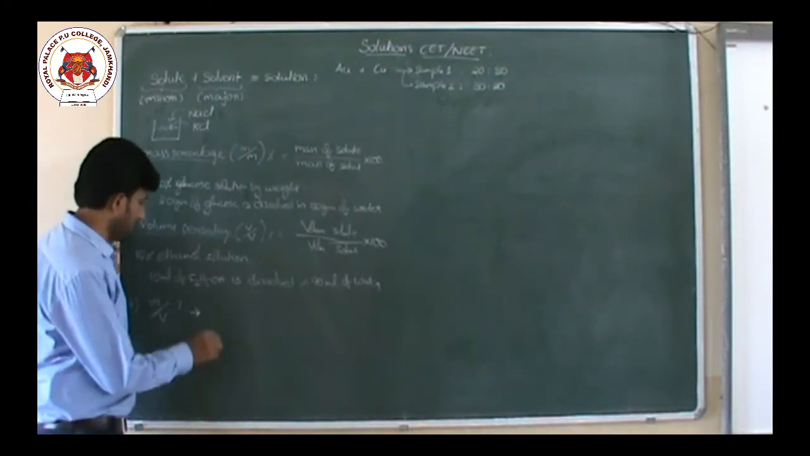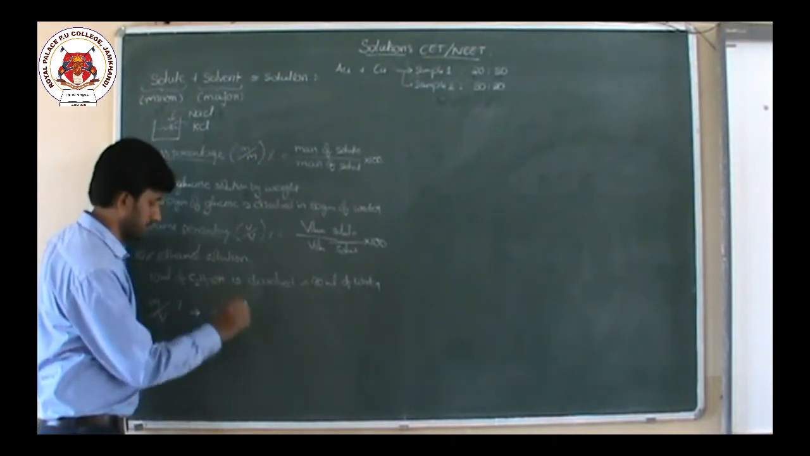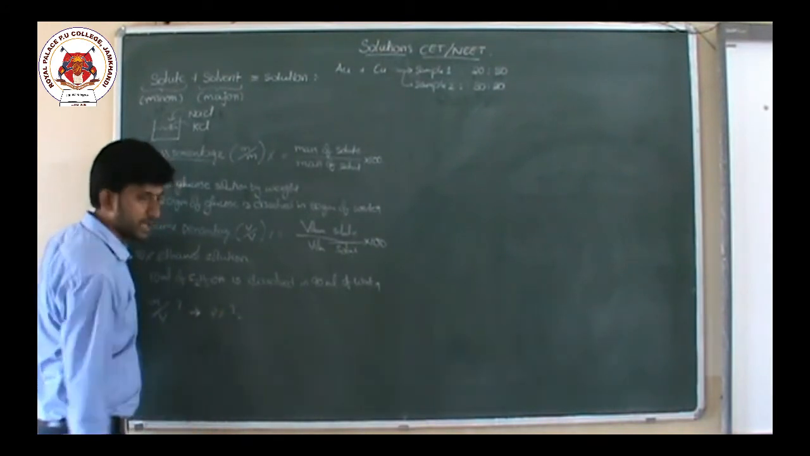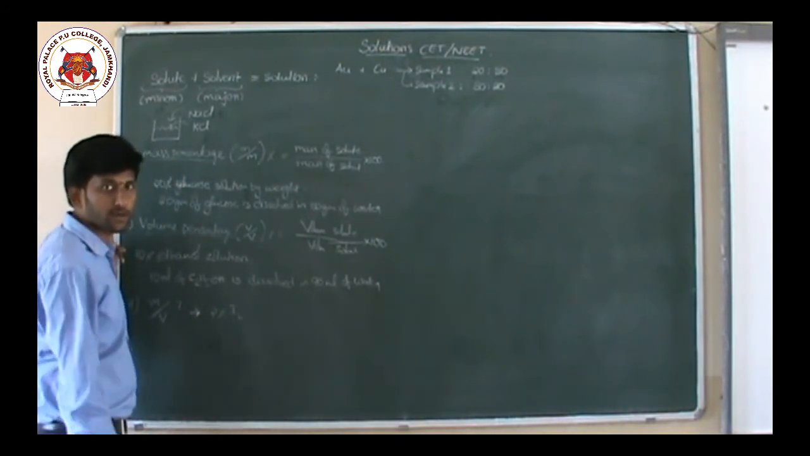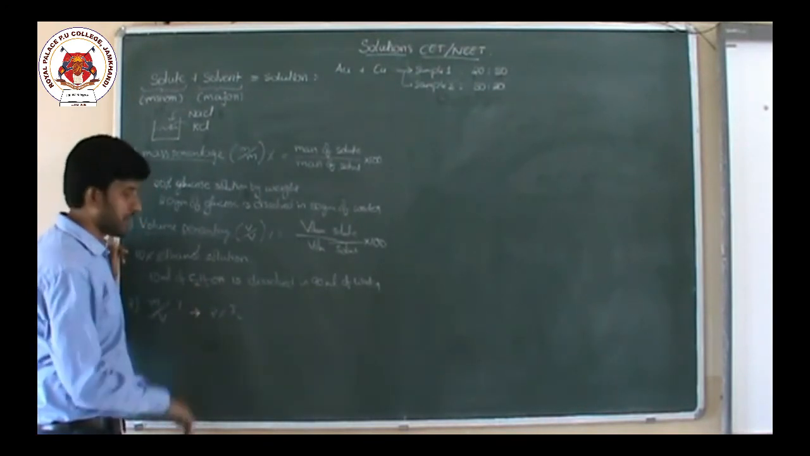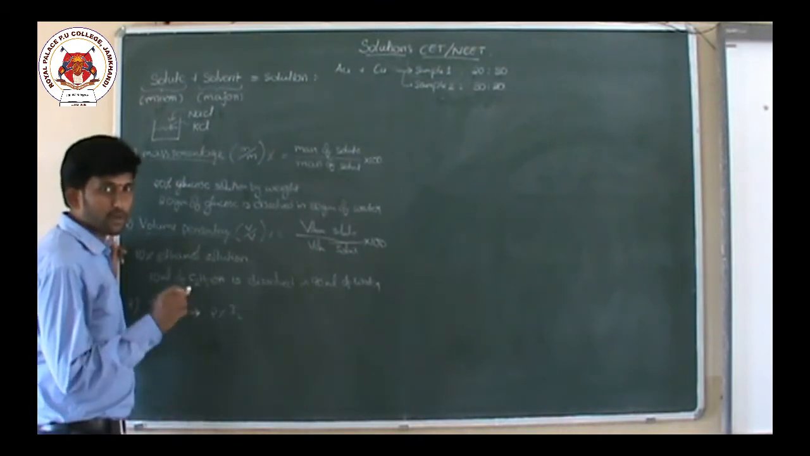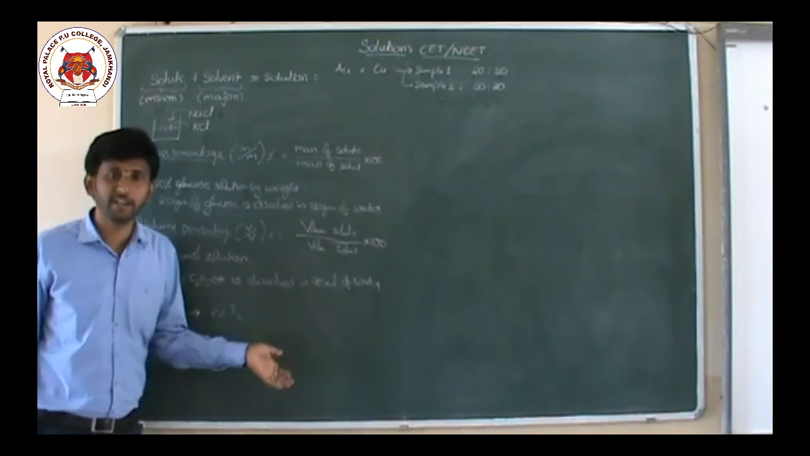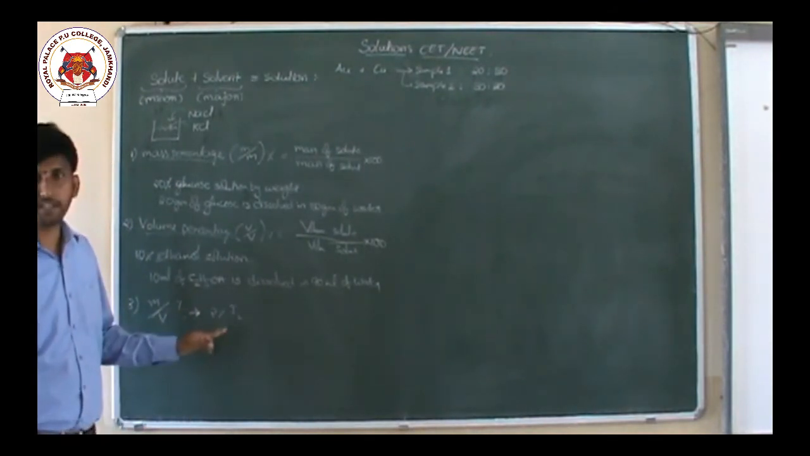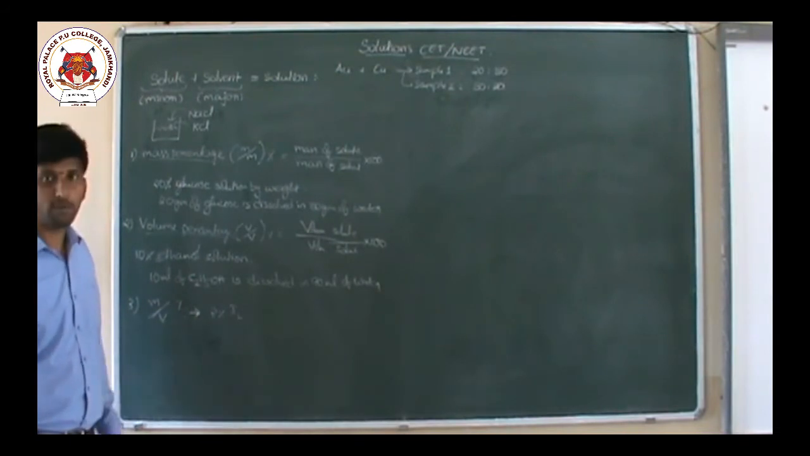For example, they say 2% iodine solution, or tincture of iodine, whatever they call it. Of course it is a different percent, but I am here giving 2% mass by volume iodine. What does that mean? 2 grams of iodine is present in 100 ml of the solvent. That is about mass by volume percentage.